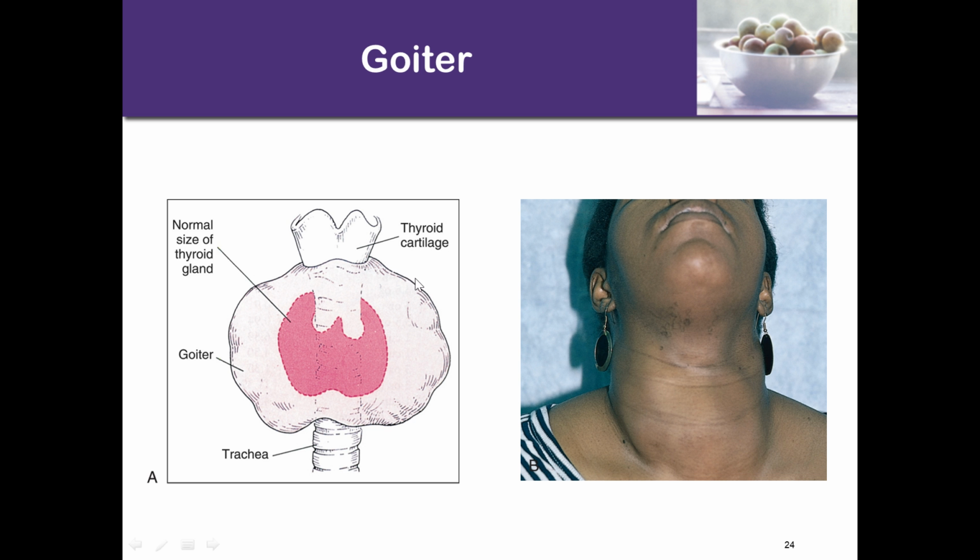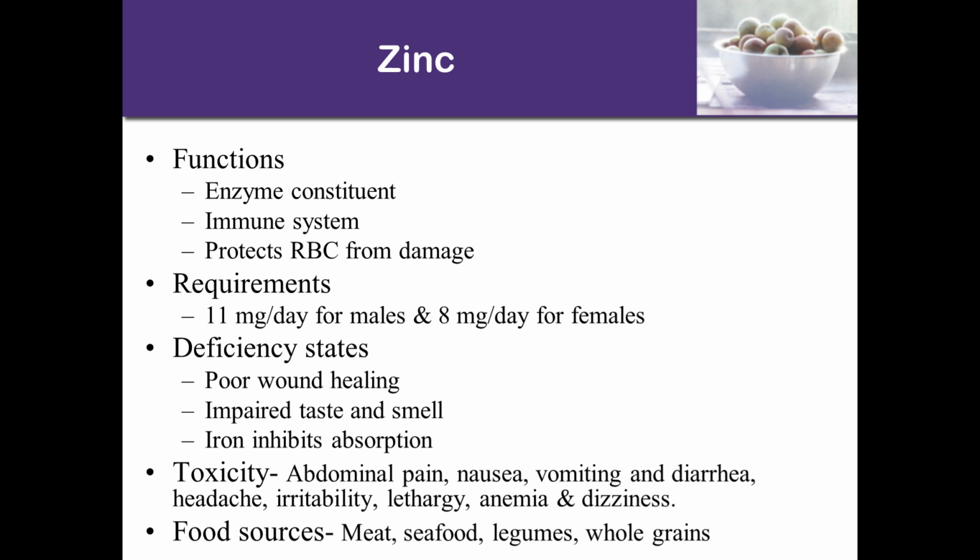If there is a deficiency of iodine, then this thyroid gland will be enlarged like this, right? And this will be shown in the front of the body. So this goiter will be cured when you add iodine in your food. So iodine is an important mineral for the body.